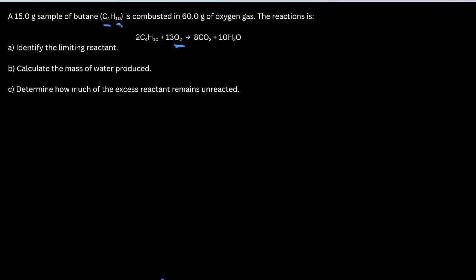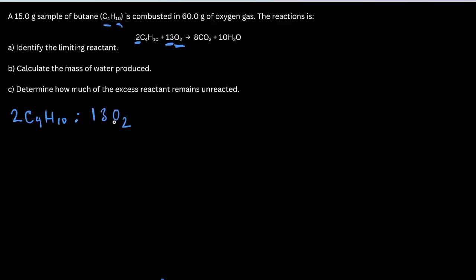So how do we do this? Now we just have to use the mole ratio from the balanced equation. What does that mean? Well, we see that for every 2 moles of butane, we react 13 moles of oxygen. So just writing this out in a ratio format, for every 2 C4H10, that is butane, we have 13 O2. So that's that mole ratio.